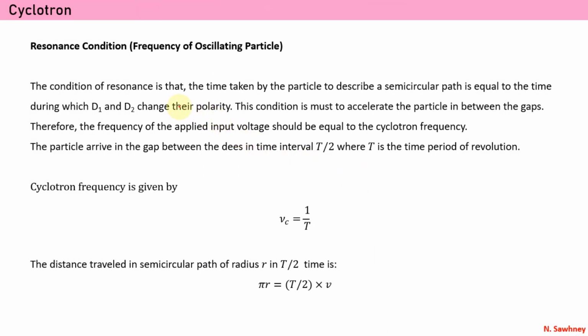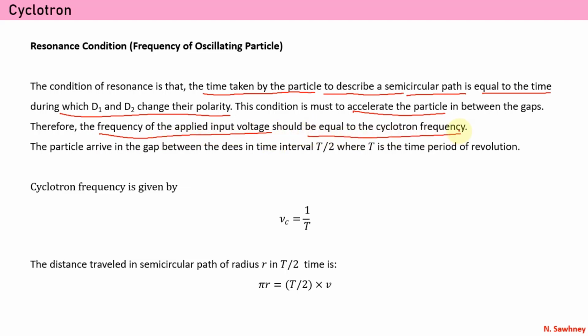Now let us go through the resonance condition. The condition of resonance is that the time taken by the particle to complete the semicircular path should be equal to the time during which D1 and D2 change their polarity. This condition is necessary to accelerate the particle between the gaps. That means as soon as the particle comes out of one D, the polarity of the Ds should interchange. Therefore, the frequency of the applied input voltage should be equal to the frequency of the cyclotron.